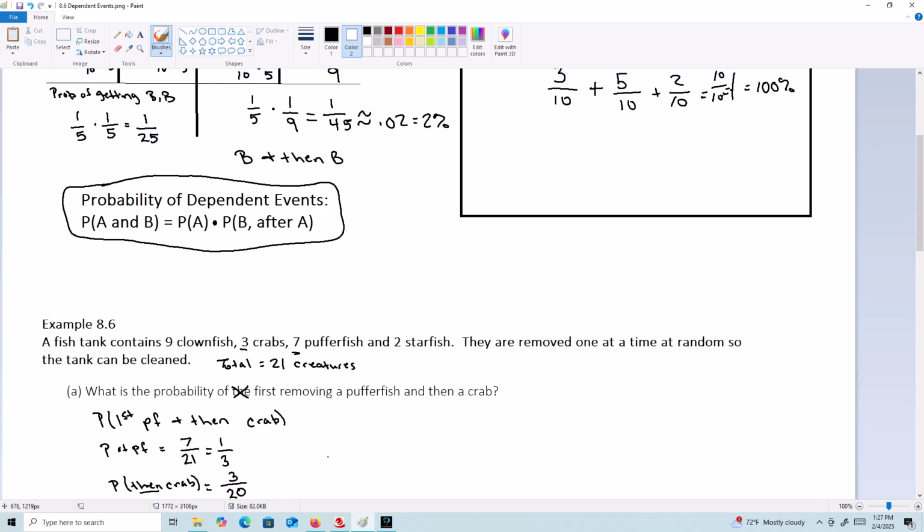But now I want the total probability. I want the total probability of getting the pufferfish and then crab.